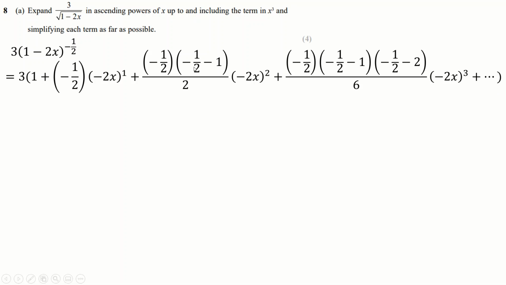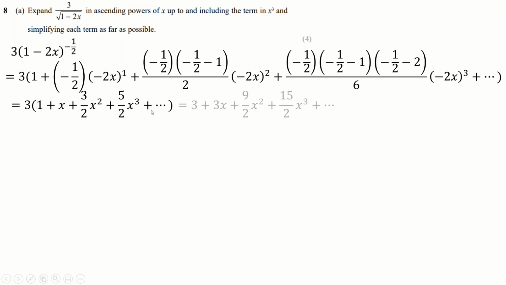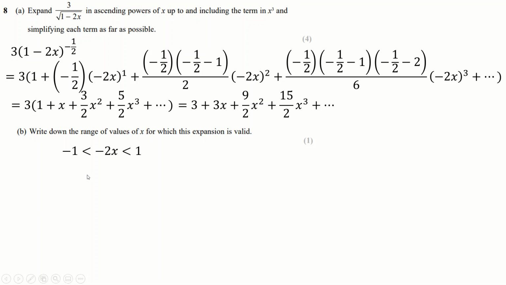And then I've just used n(n minus 1) over 2 factorial, n(n minus 1)(n minus 2) over 3 factorial, which is 6. And again, just take each term one by one and type it into a calculator, ignoring the x's, because you can just say that's x squared, x cubed, and you get this, times out the 3, and you get that. Good. Write down the range of values for which this is valid. You just need the thing that's being squared or cubed or whatever each time to be less than 1 or greater than minus 1. So we just need this, divide both sides by minus 2, swap the signs over, or not swap them over, but change the direction of them because you're dividing by a negative, and you get this thing here, which is fine.